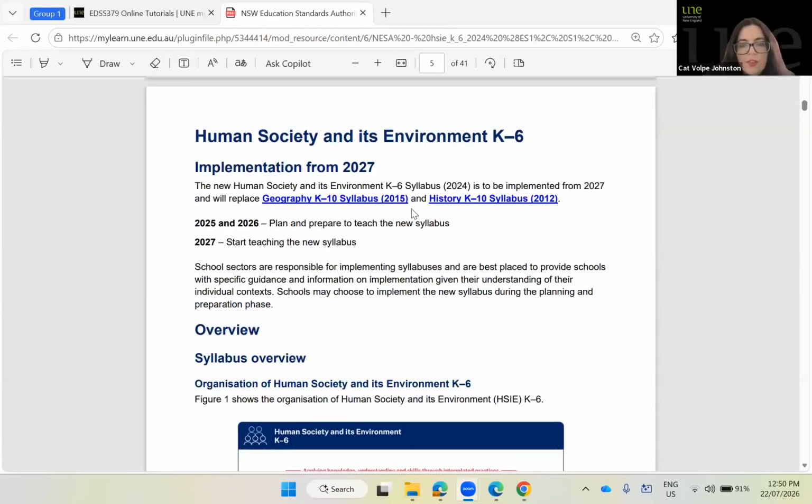The first part of the syllabus explains what's happening in this space. 2025 and 2026 are really about planning and preparing, and that's what we're doing here in the units. In 2027, we're actually going to be using the new syllabuses in schools.